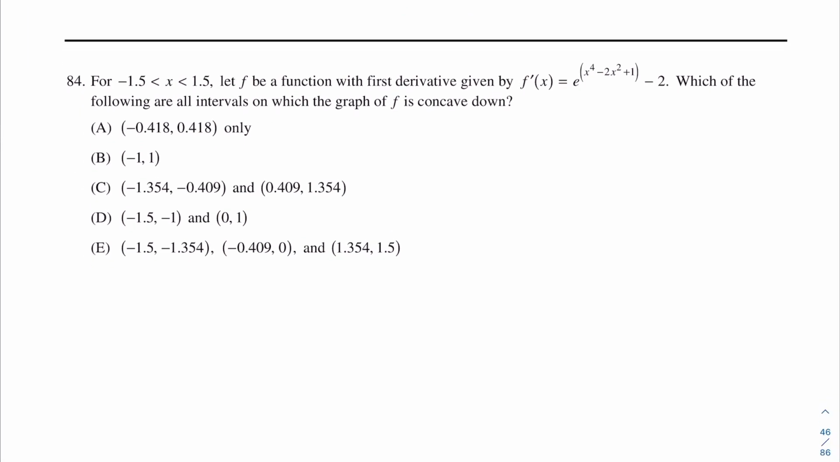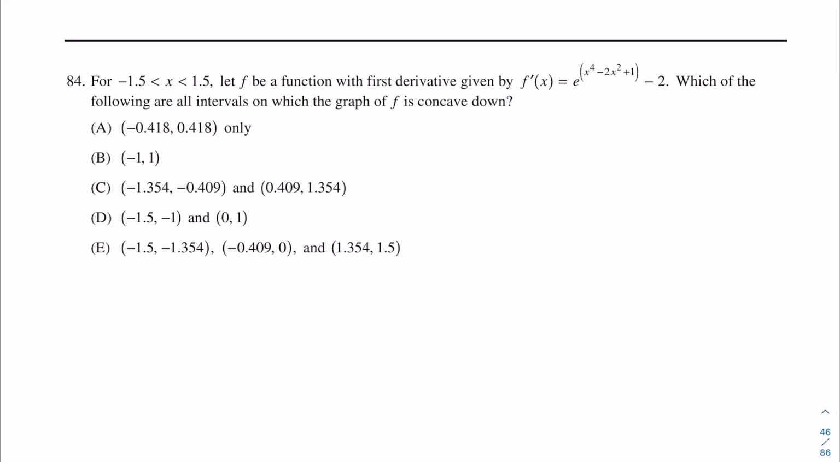For x less than 1.5 and greater than negative 1.5, let f be a function with first derivative given by f prime of x equal to that equation. Which of the following are all the intervals on which the graph of f is concave down? So we're looking for concavity for the graph of f. We're given an equation for f prime, and we have a few answers that we can choose from. There are different regions in which the graph is likely concave down.